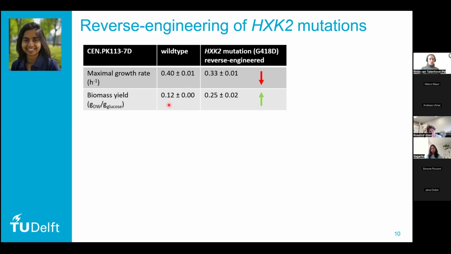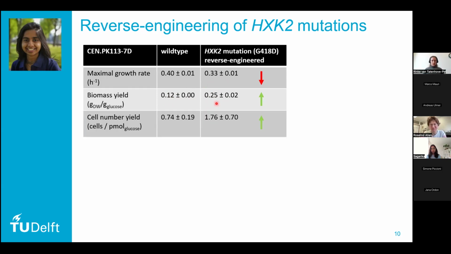So the wild type was 0.12. That's typically the biomass yield you find in a fermenting cerevisiae strain. But in the mutant, we found 0.25 gram dry weight per gram glucose. And we also looked at the cell number yield. So this is the number of cells that you can make per picomole of glucose. To get some reasonable numbers out of it, we use picomole here. And you see that that one is increased even more.